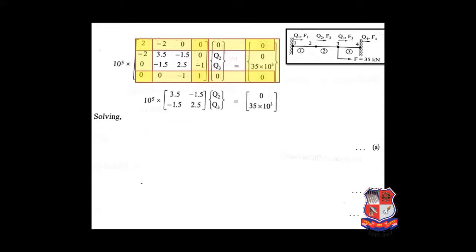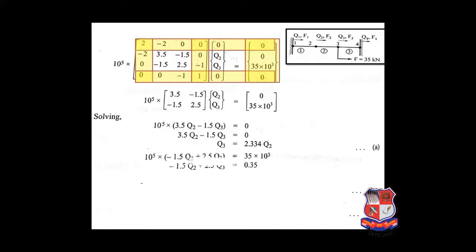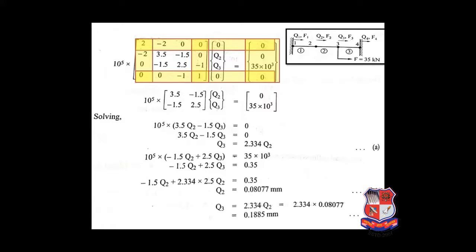So let's see, this is the conclusive matrix: 10 raised to 5, 3.5, minus 1.5, minus 1.5, 2.5, times Q2 and Q3, is equal to 0 and 35 into 10 raised to 3. This is the value of F3. Okay, clear? So now we simplify it. When we simplify, we get the first formula, Q3 is equal to 2.334 Q2. Let's apply it in the second formulation and we will get the answer.